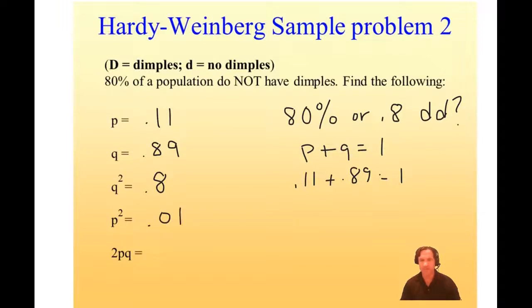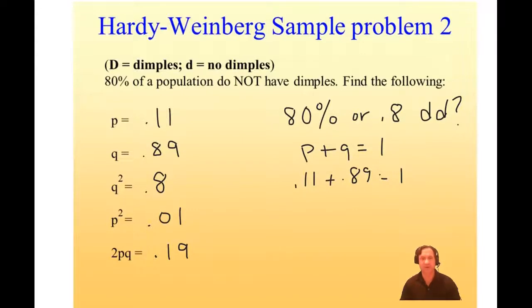So now the final variable we need to find is 2 times p times q. So 2 times p, which is 0.11, times q, which is 0.89, equals, I'm going to round it off, 0.19. So now we got all our variables.